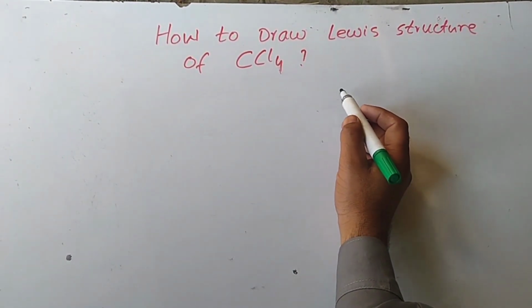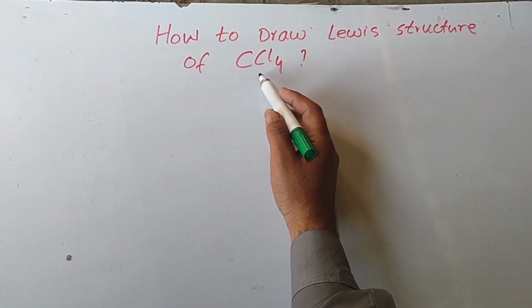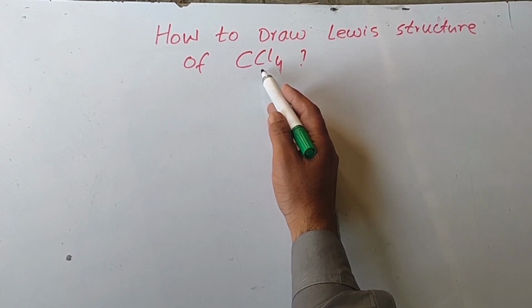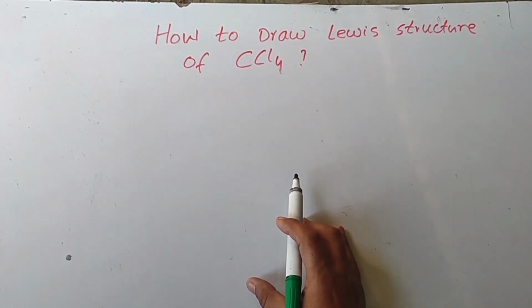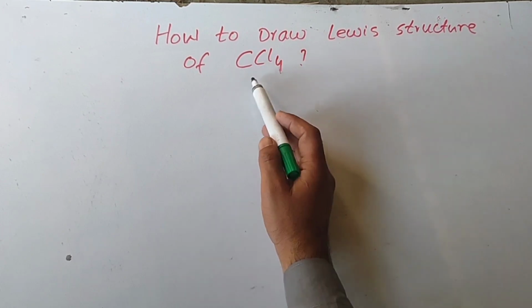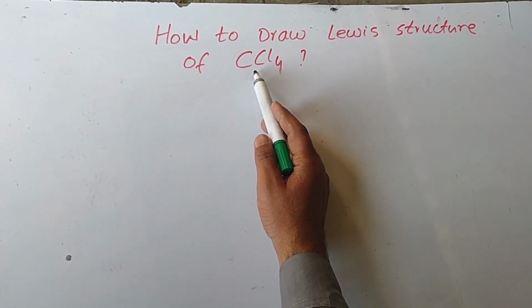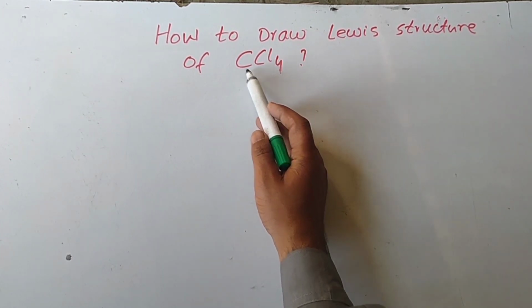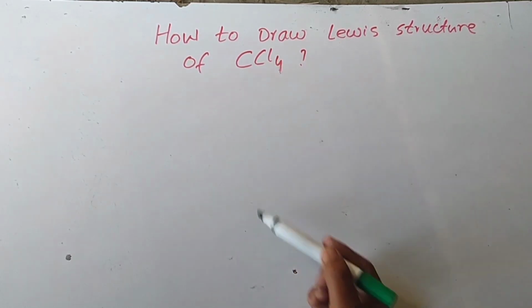How to draw Lewis structure of CCl4। CCl4 का Lewis structure आप किस तरह ड्रा कर सकते हैं? CCl4 is a covalent compound. In this covalent compound, the carbon is the central atom.